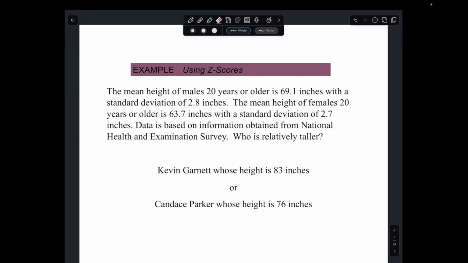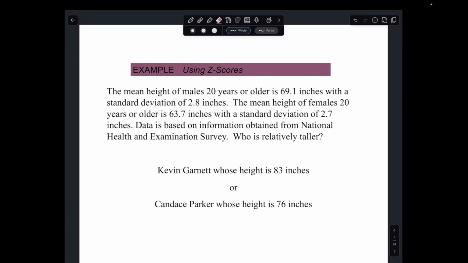The average height of males 20 years or older is 69.1 inches tall. The standard deviation is 2.8. The mean height of females 20 years or older is 63.7 inches tall with a standard deviation of 2.7 inches. We got this from the National Health and Examination Survey.